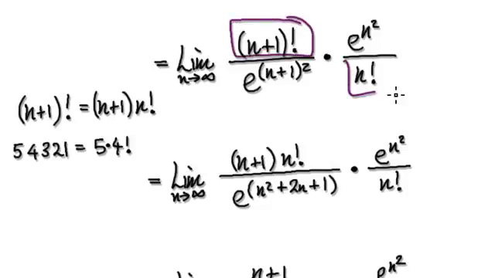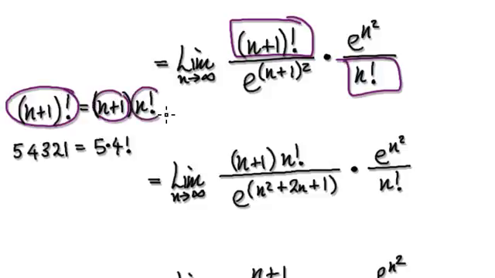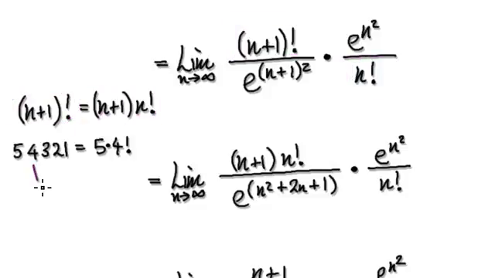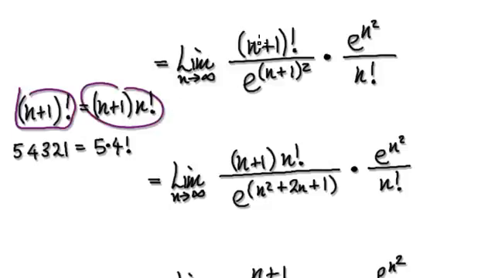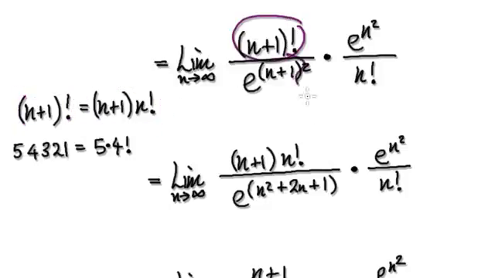If you look at this and this, (n+1)! is the same as (n+1) times n!. Because if you let n be 4, then (n+1)! would be 5!, which is the same as 5 times 4!. So rewrite this as this. Now this thing will cancel out with this thing here.